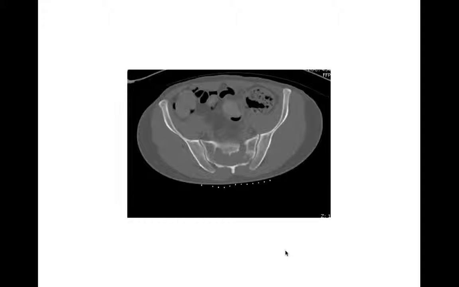Oftentimes, sacral lesions are quite hard to see on the radiograph. You should really look for the arcuate lines, make sure you're seeing them all. Usually we see them better on CT. So this is a metastatic lesion in this case, which is one of your differentials for a sacral lesion.